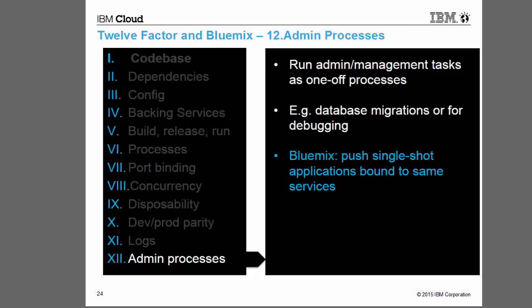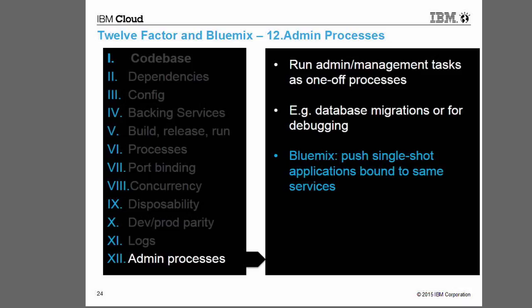The last and the 12th factor in the 12-factor methodology is admin processes. You should run your administrative and management tasks as one-off processes. When you follow the 12-factor admin processes, do not create any admin processes that may be repeated many times and that aren't well encapsulated as code themselves. So it's very important to create processes, even if it's a one-off process that will do the particular task.